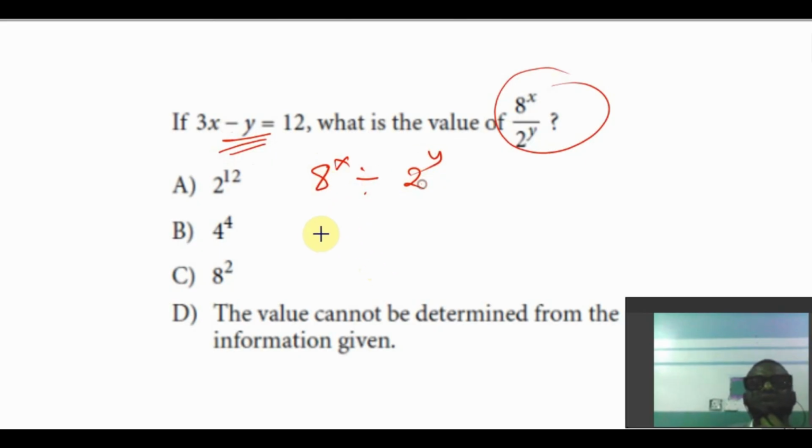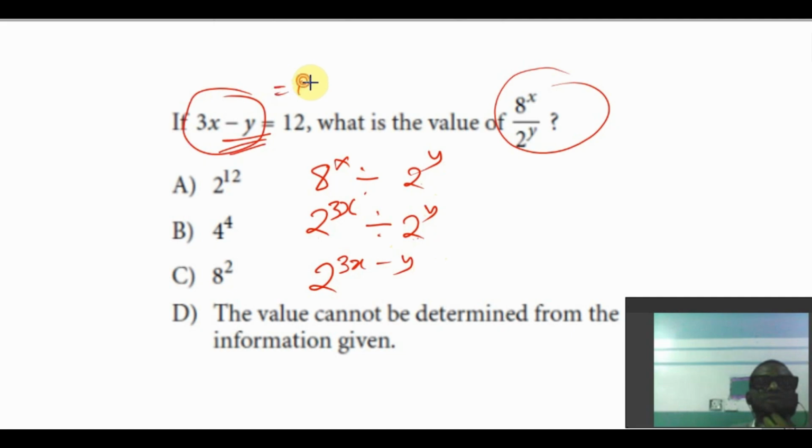8 and 2 are related because 8 can be expressed as 2 cubed, so this is 2 to the power of 3, raised to x, then divided by 2 to the power of y. Obeying the second law of indices, the law of subtraction, I take the base 2 and write 3x minus y. We know 3x minus y equals 12, so I will have 2 to the power of 12. That's option A.